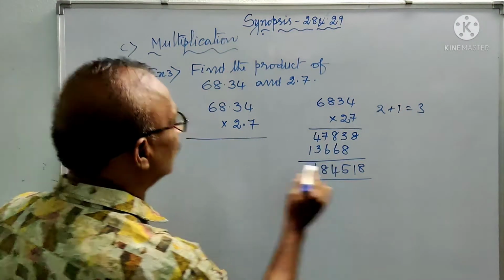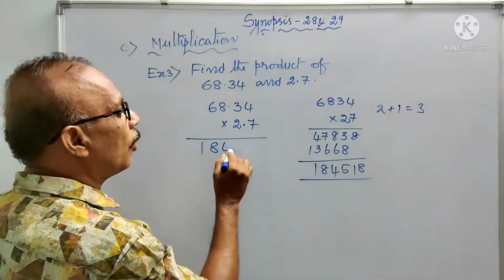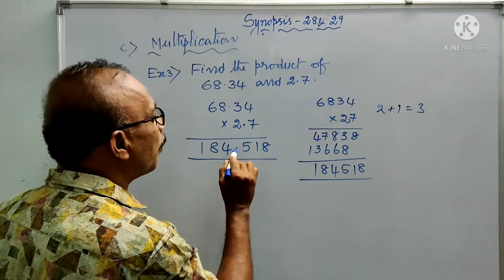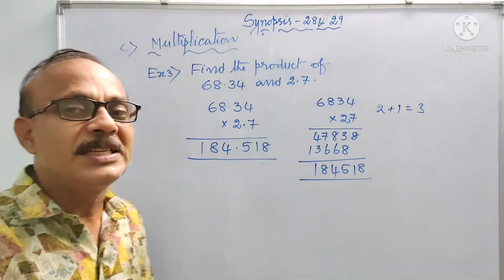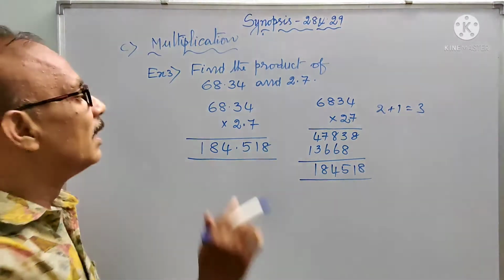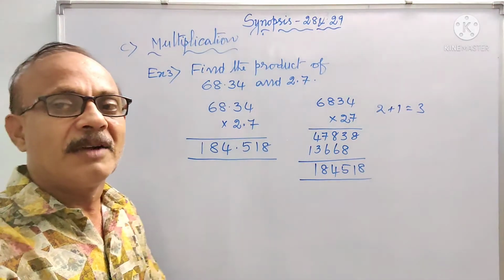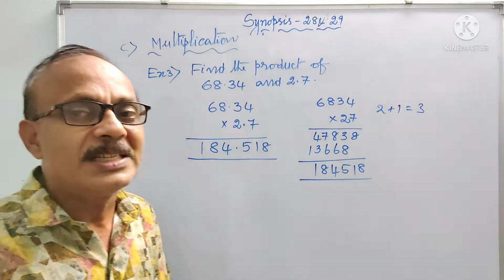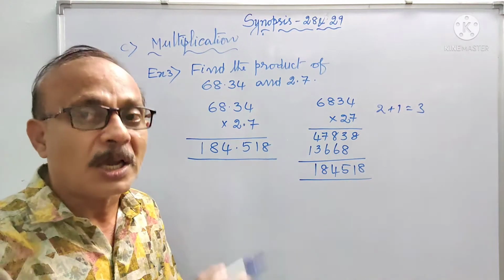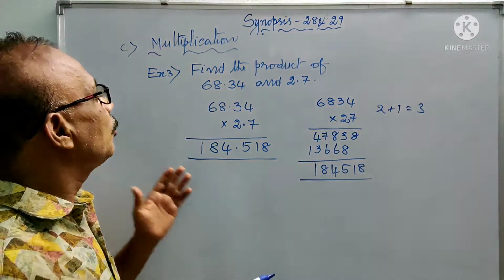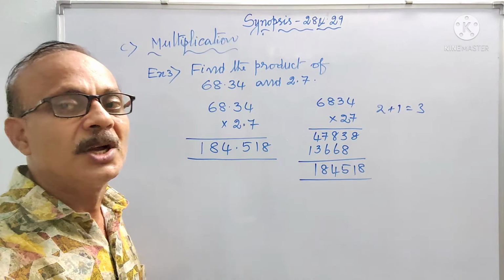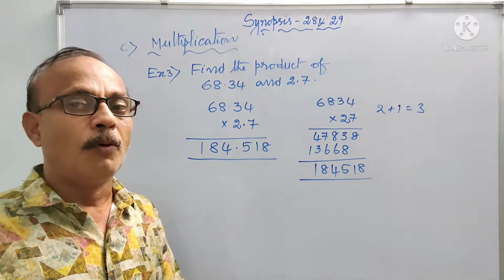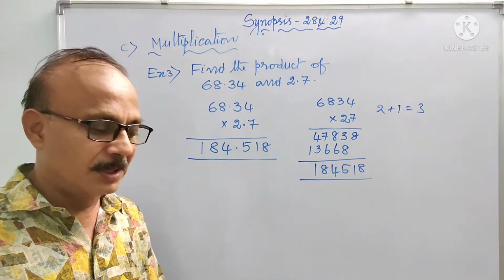So this answer will become now 184.518. So if you notice, the point is after 3 digits. Why? Because in the numbers which we multiplied, in the first number we have after the point 2 digits, and in the second number we have 1 digit after the decimal point. So total 3. So you have to keep a point after 3 digits counting from right to left. So this is how we multiply decimals.